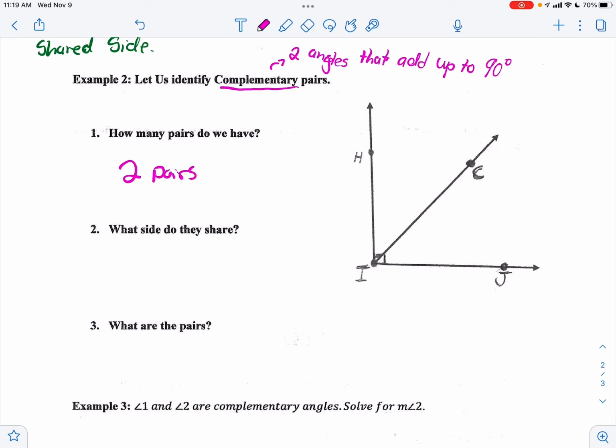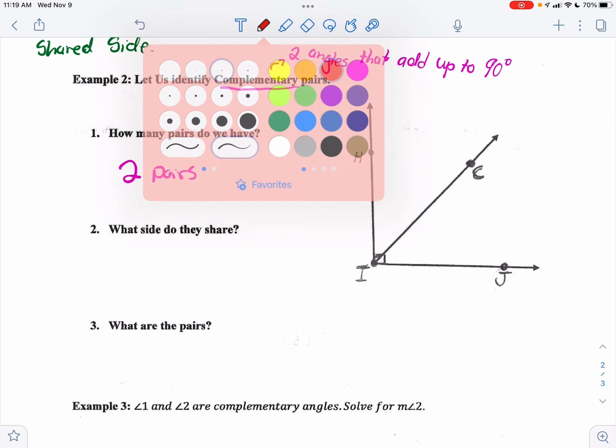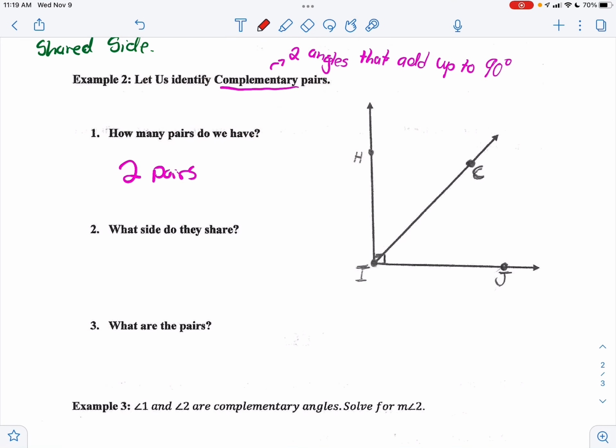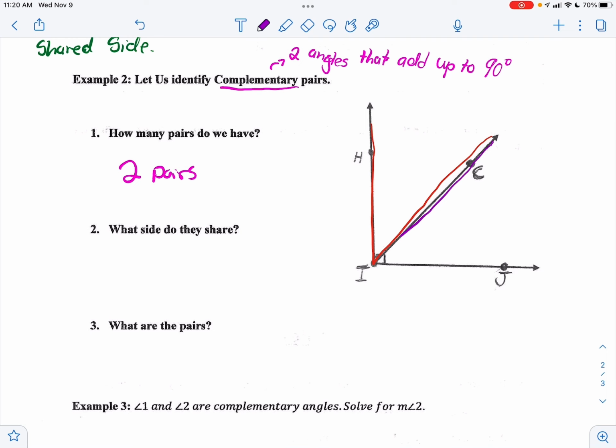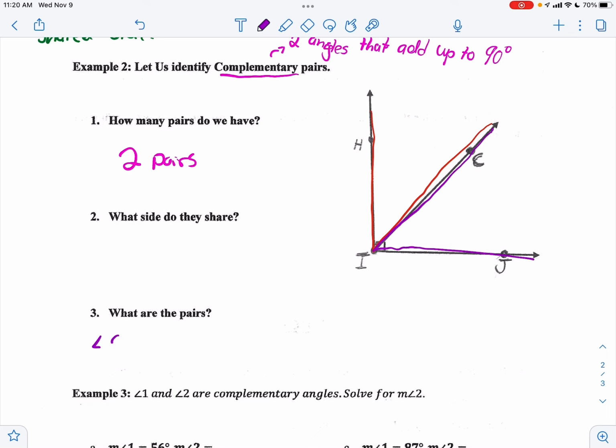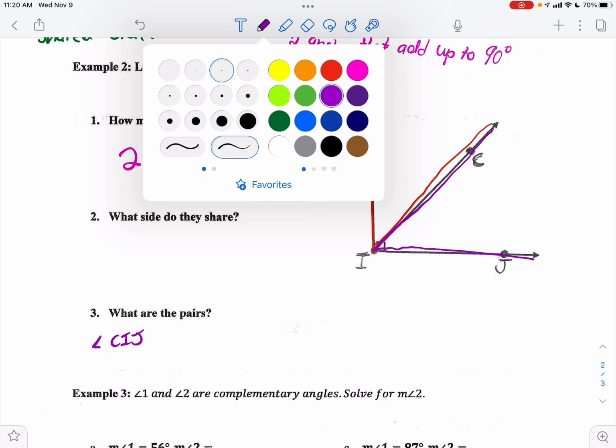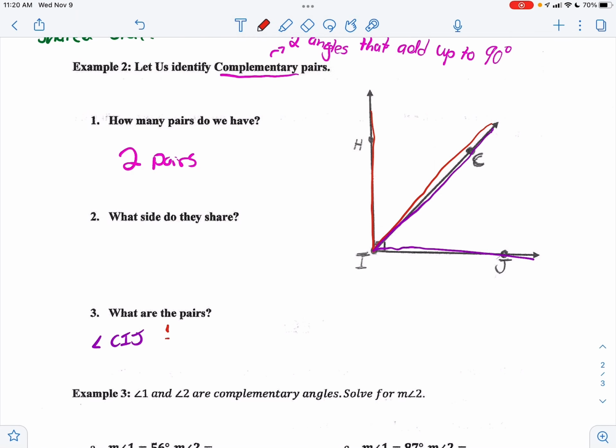Right? And first, let's just jump down to number 3 for a second. The question says, what are the pairs? So let's highlight. We got one angle, HIC, and angle CIJ. So write that down. Angle CIJ and angle HIC.